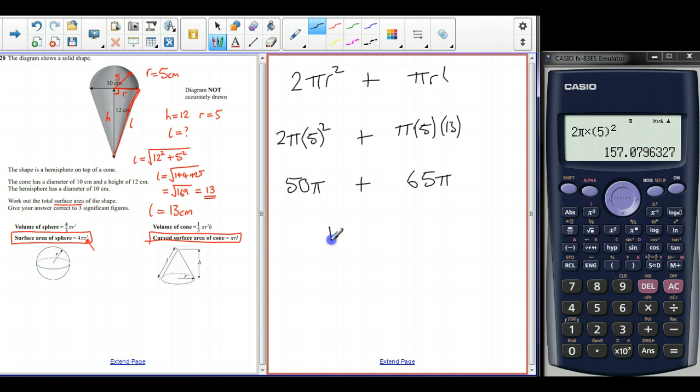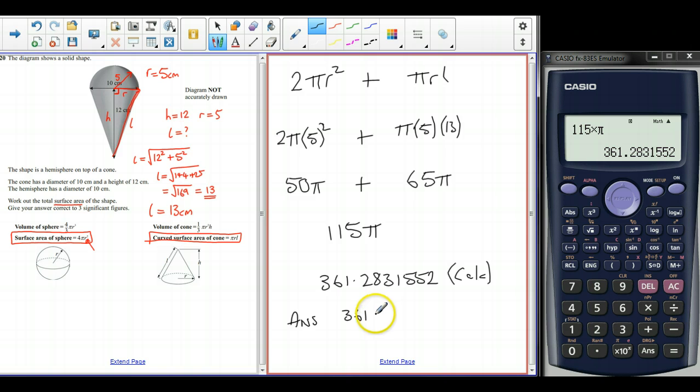and that's going to be 115 lots of pi, which means I can just do 115 times pi, and it tells me that the total surface area is 361, and that's my answer because I leave it to 3 significant figures. But just to be thorough, I'd always write out my calculator display and then do my final answer as 361, and if we look at it, the units are centimeters squared because we're finding an area.